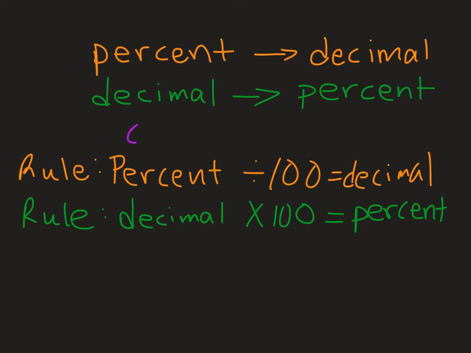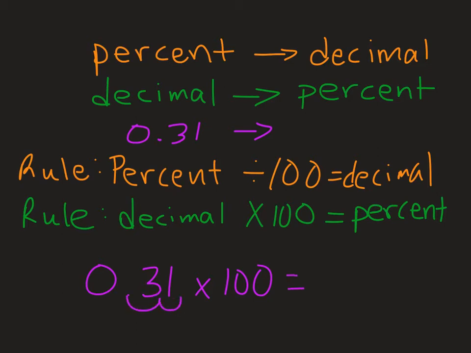So let's say we were given the decimal 31 hundredths, and we want the percentage. How would we do that? Well, we're going to take 31 hundredths, the decimal, and we're going to multiply it by 100, which means move the decimal 2 times to the right. So we're just going to take it and go just like that, and we end up with the whole number of 31, and then that decimal that isn't necessary becomes a percentage. So 31 hundredths is 31%.